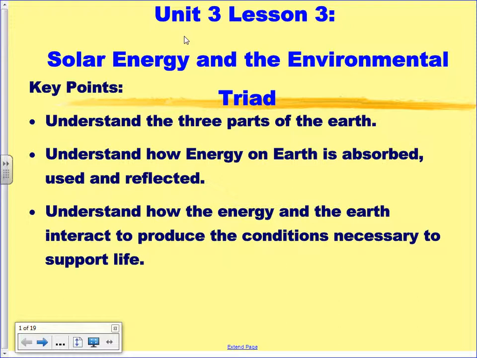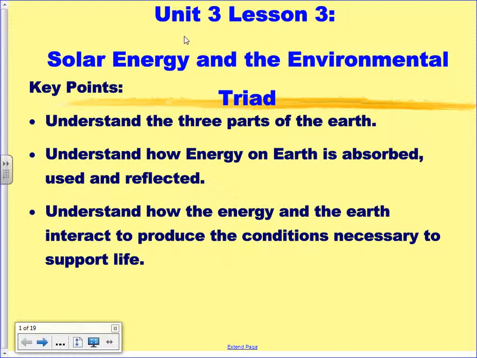Not that the other parts of the Earth, the hydrosphere, that's all the water, and the lithosphere, all the earth and stone and all that other kinds of stuff, are not important. They are, but they work differently, and they have less of a role in energy transfers. All right, so the things we've got to get: understand the three parts of the Earth: hydrosphere, atmosphere, lithosphere. We'll look at what they are and what they're composed of.